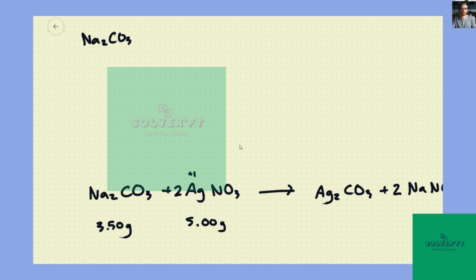So let's start with sodium carbonate. There's two sodium atoms, and each sodium has a molar mass of 22.99, plus carbon, plus 3 oxygens. So 2 times 22.99 plus 12.01 plus 3 times 16 is going to be 105.99.